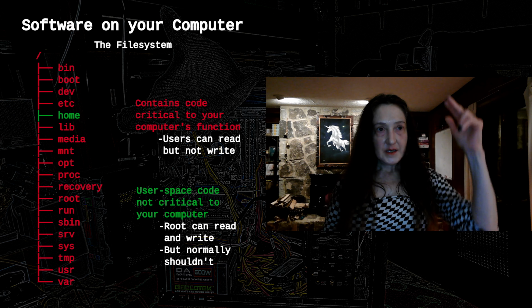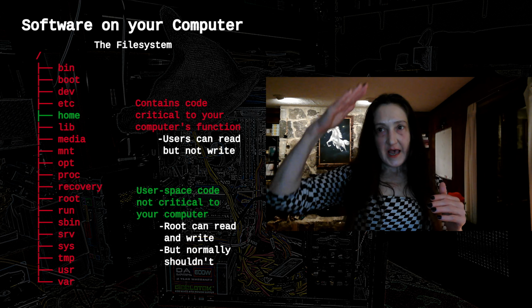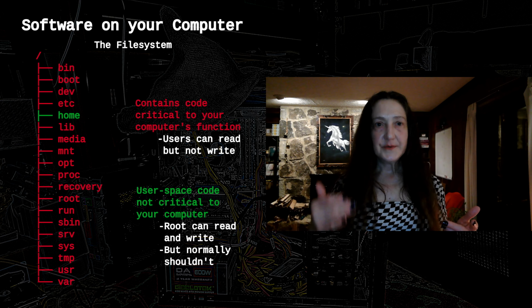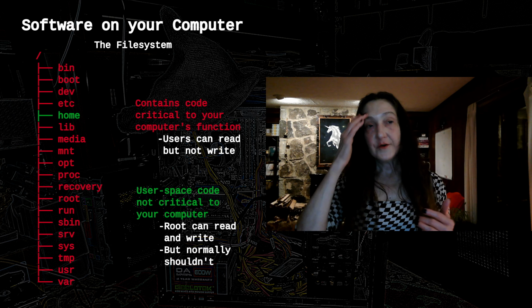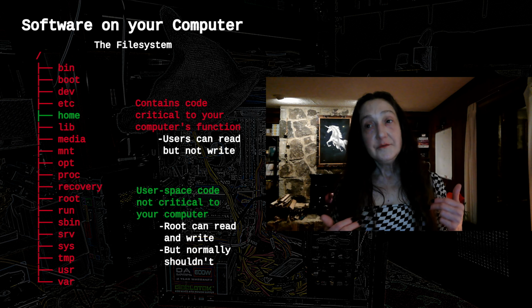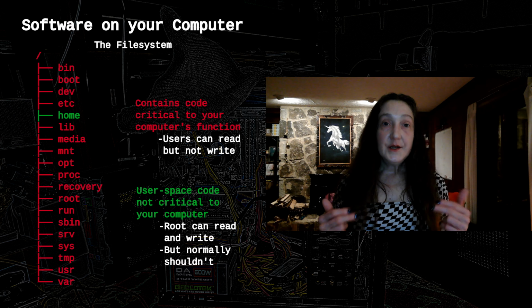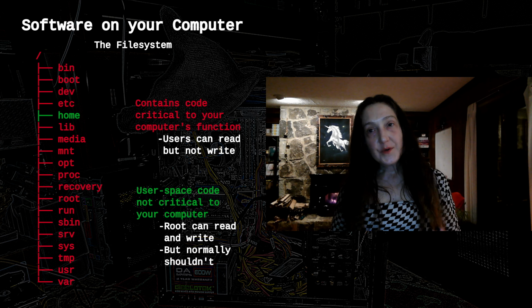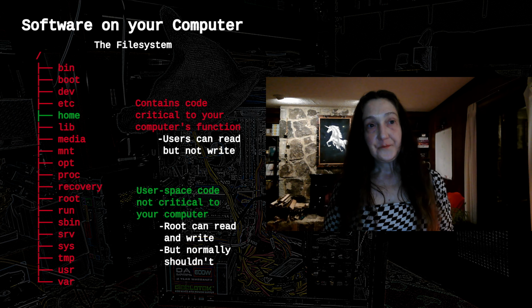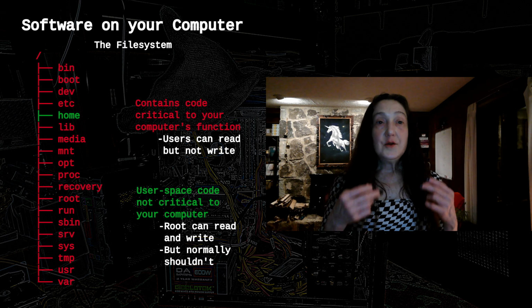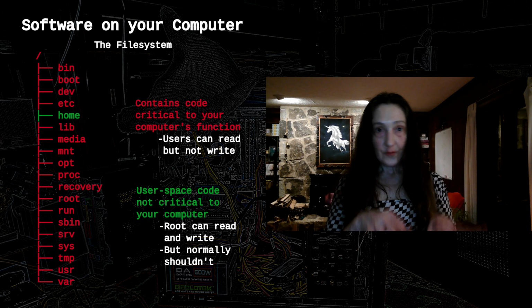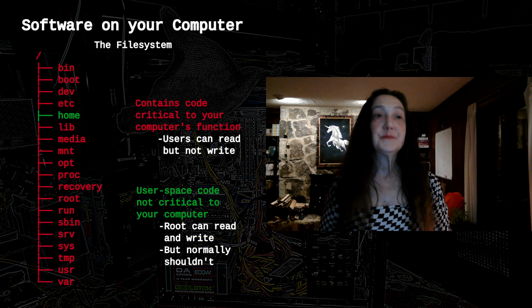All of those, everything under the slash, those are some of the most common directories that are at that top level. All of the red ones contain or are likely to contain software that is critical to the functioning of your computer. Users can read and they can execute things that are in those red directories, but they can't write to them, and that's good.